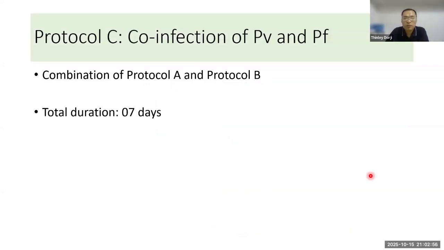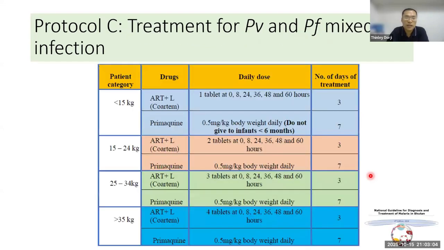If there's a co-infection of Plasmodium vivax and falciparum, it's a combination of protocols A and B, and the duration is 7 days. Here we'll start with adults again. You will give Coartem at the same dose, stat, dose after 8 hours, BD dose for 3 days, and then primaquine 0.5 mg per kg once a day for 7 days. And for those with smaller body weights, you can follow this table.